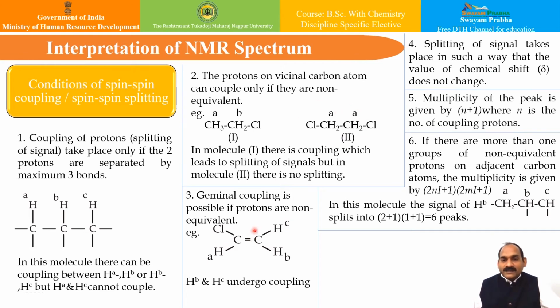Likewise, geminal coupling is possible if the protons are non-equivalent. Say you see A kind of proton, B kind of proton, and C kind of proton, so they all have different environments. So B and C undergo coupling, isn't it? Likewise, the splitting of signal takes place in such a way that the value of chemical shift does not change. So splitting will always be at their own place where the signal appeared, and it will not change in terms of the chemical shift in ppm because of the spin-spin coupling.